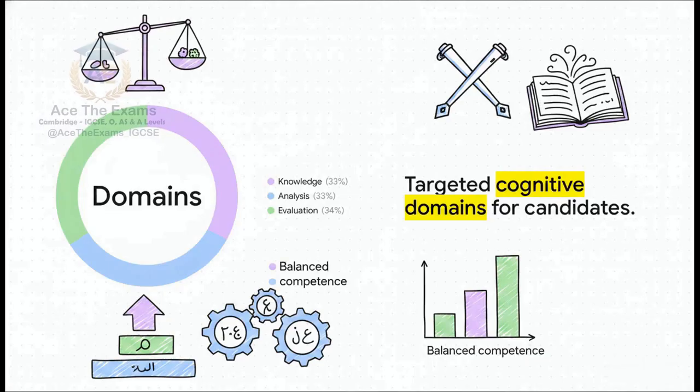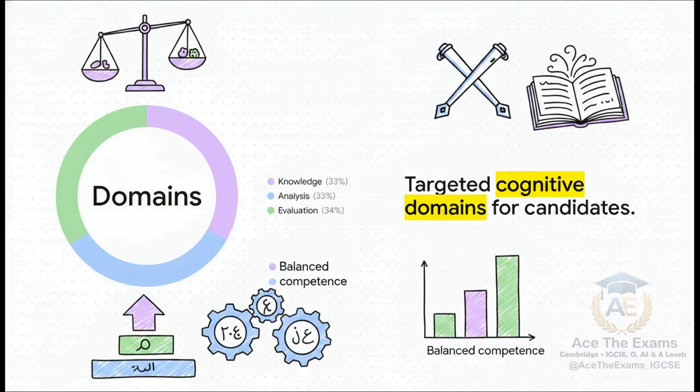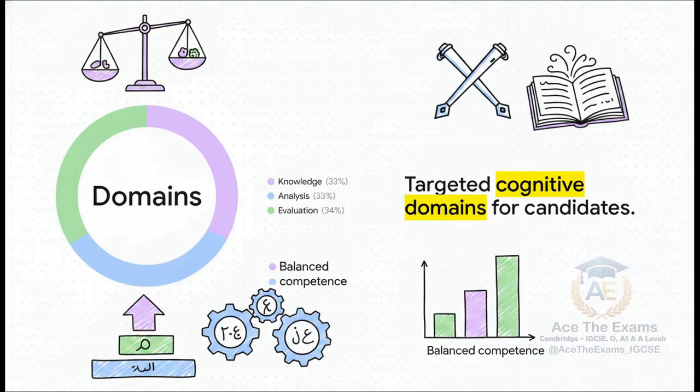And here is the exact mathematics of the mark scheme. Look at these cognitive domains. Knowledge and understanding is only 33%. Analysis is 33%. Evaluation is the heavyweight at 34%.